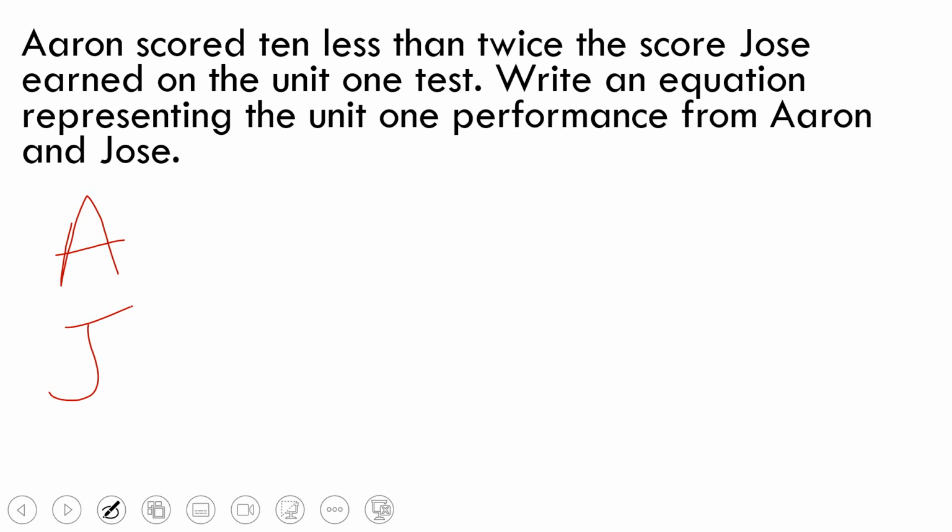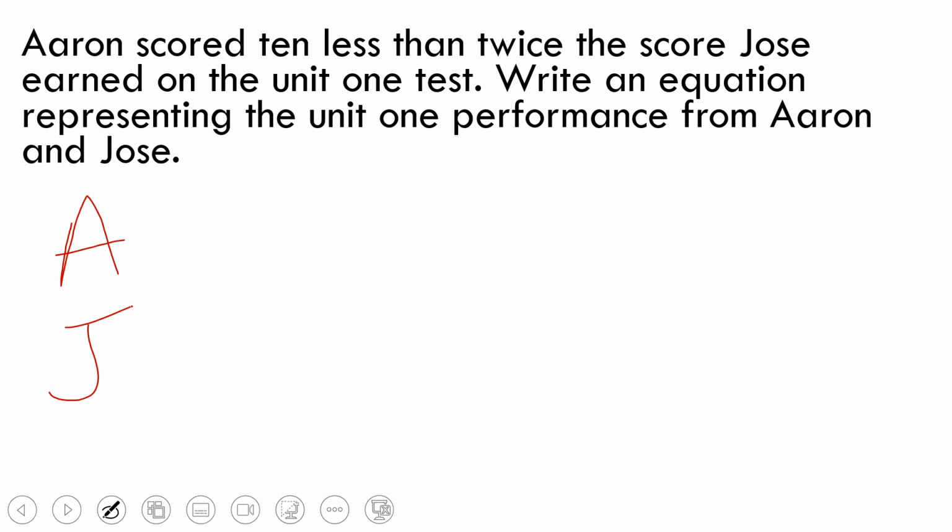I believe the thing that really stumps kids is, well, how do I come up with numbers? So who scored a lower amount? Was it Jose or Aaron? Aaron scored 10 less than twice the score of Jose. So which one has a smaller amount, Aaron or Jose? Aaron does. So let's come up with just a low number.